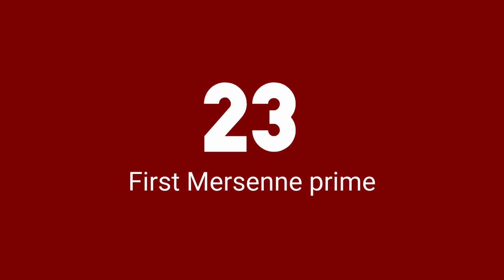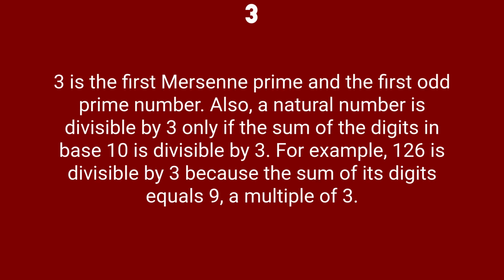First Mersenne prime. 3 is the first Mersenne prime and the first odd prime number. Also, a natural number is divisible by 3 only if the sum of the digits in base 10 is divisible by 3. For example, 126 is divisible by 3 because the sum of its digits equals 9, a multiple of 3.